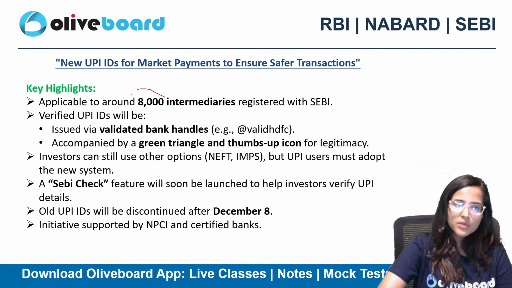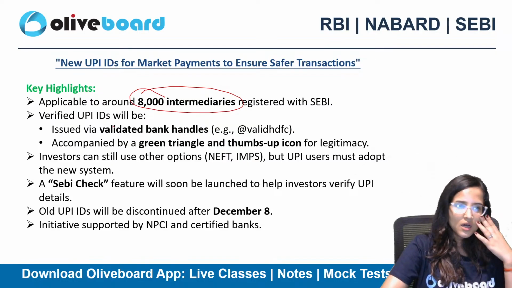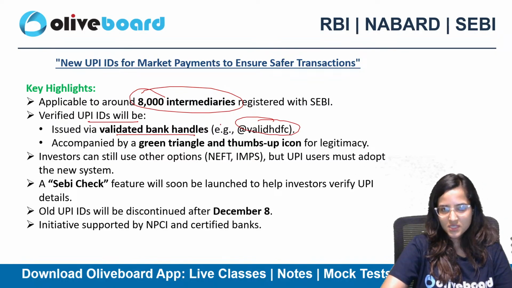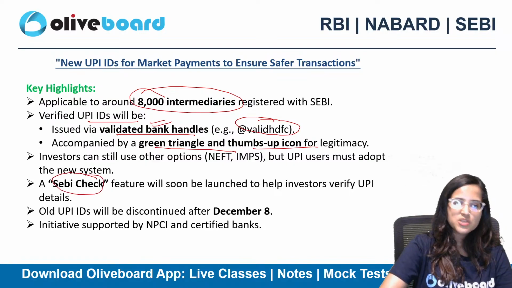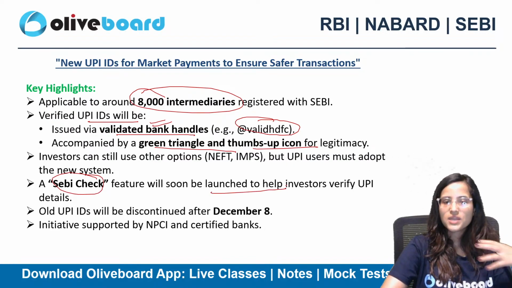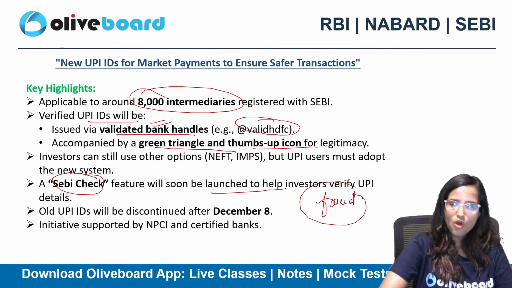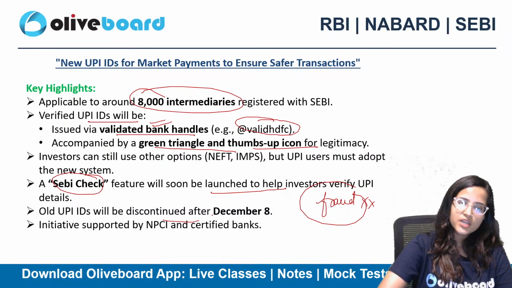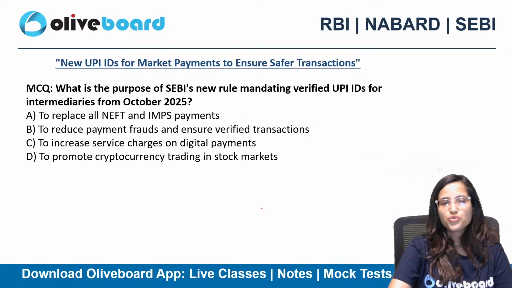Okay, so this will be applicable to around 8,000 intermediaries which are registered with SEBI. Okay, verified UPI IDs will be issued by validated bank handles like valid HDFC. This is how we are going to bring in UPI IDs. There will be a green triangle, a thumbs up, and there's going to be a SEBI check feature also that will be launched so that it can help investors verify the UPI details. So we need to basically stop fraud, and that is why we brought this change. Okay, and the old UPI IDs will be discontinued after December 8. Okay, this is a very good move in order to ensure transparency.